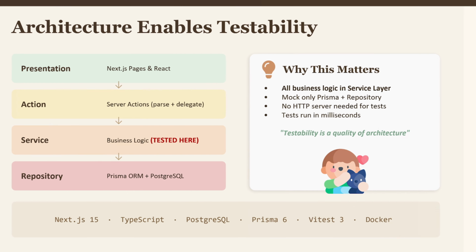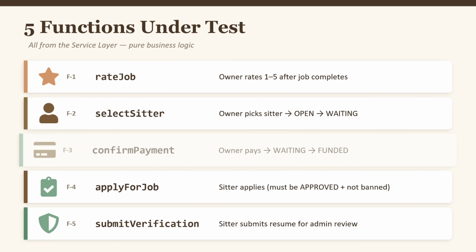Alright, so we picked 5 functions to test, all from the service layer. rateJob lets owners give a 1 to 5 rating. selectSitter picks a sitter for a job. confirmPayment handles the payment step. applyForJob is how sitters apply, but they have to be verified and not banned. And submitVerification is where sitters send in their documents. Each of these has multiple guard conditions, which is what makes them interesting to test.